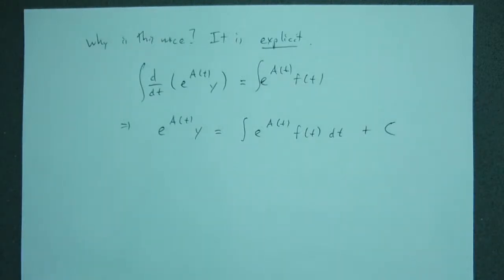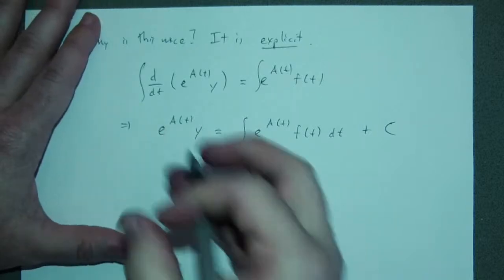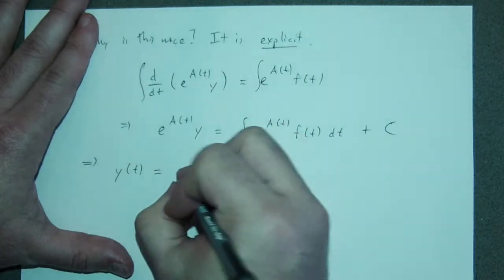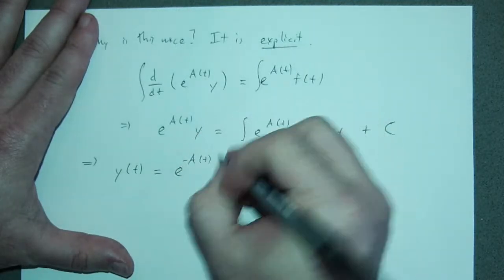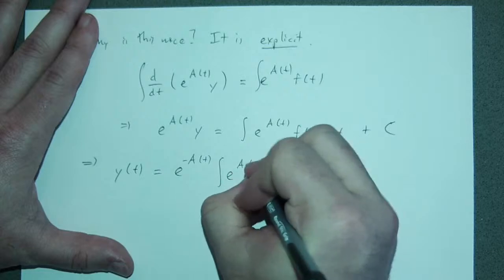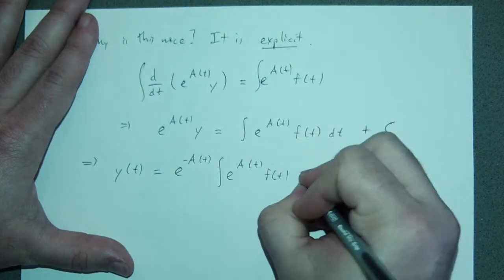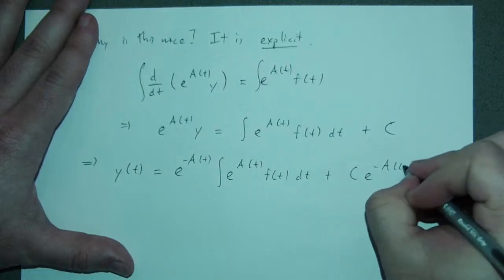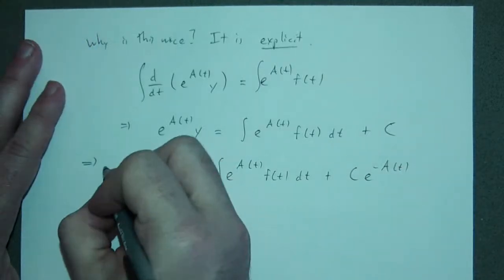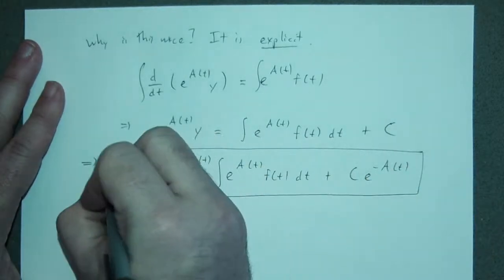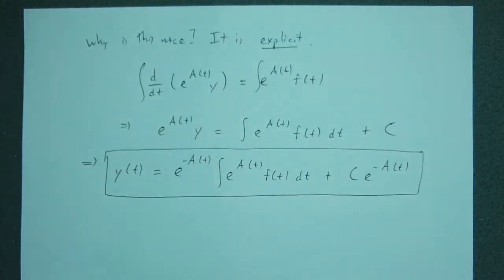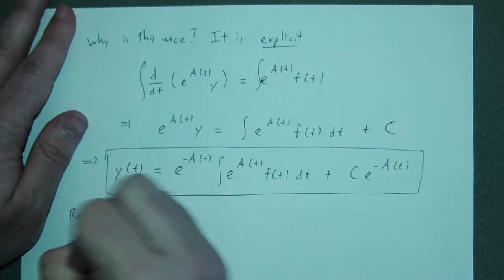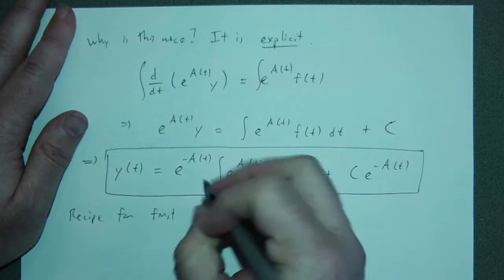Okay. Now I divide through by e to the big A of t, and what this tells me is that y of t is equal to e to the minus big A of t times the integral of e to the A of t f of t dt plus C times e to the minus big A of t. That is my solution. So this is my recipe for first order linear solutions.